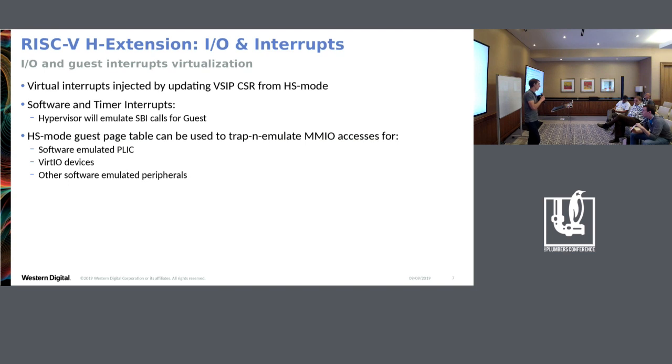And then IO and interrupts. There's no virtual interrupt support either. So your interrupts are all generated by your hypervisor into the guest, so you have to trap back and forth. That's something that also needs to be done, but again, is not part of the hypervisor spec. That'll go with the CLINT.